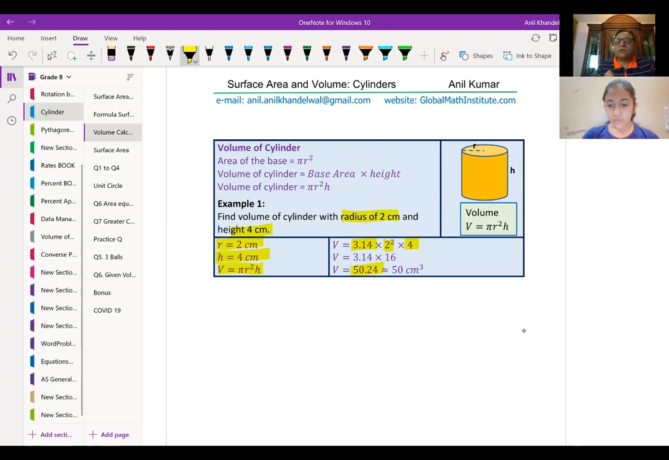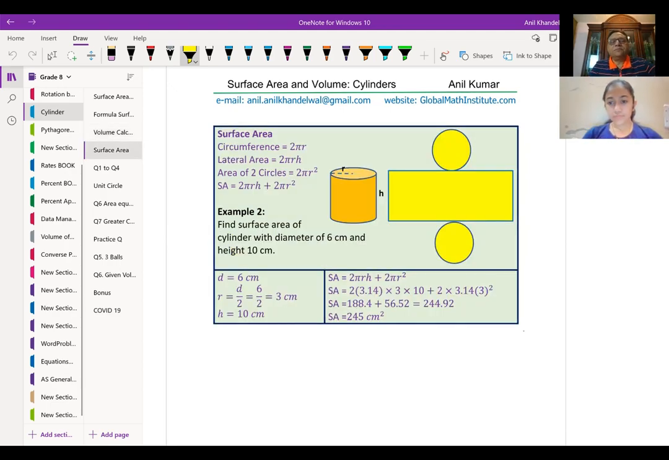Now the question will also tell you how many decimals you have to give in your answer. In this case, I am rounding to a whole number, which comes to 50 centimeter cube. Is this clear? Very easy, right? Next, can you please read the question?